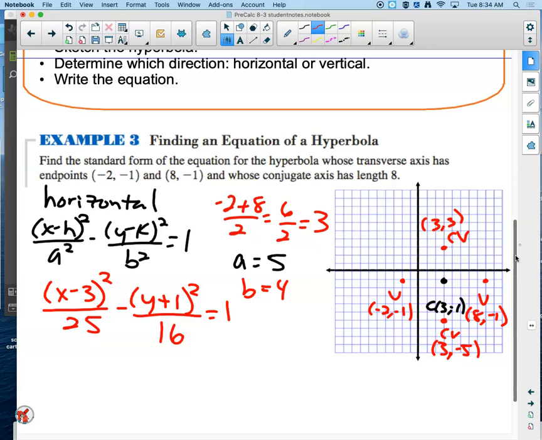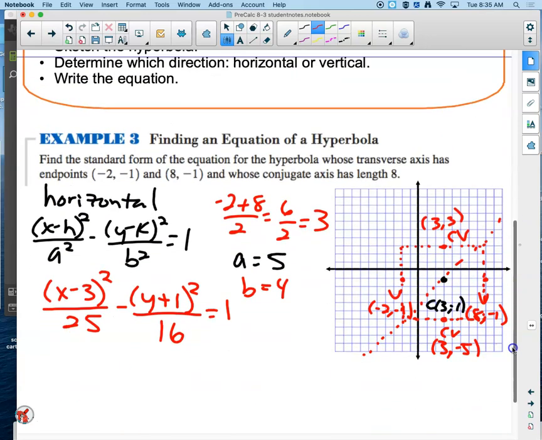Find the standard form of the equation for the hyperbola whose transverse axis has endpoints at (-2, -1) and (8, -1), and whose conjugate axis has a length of 8. But I have to draw it, because it's just going to kill me if I don't. Vertices, covertices. And it gives us a little extra practice at graphing the translated hyperbolas.